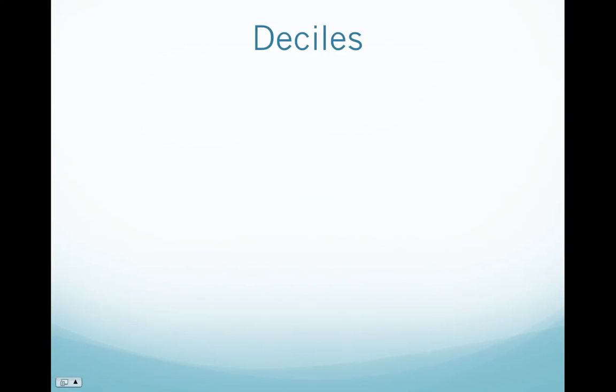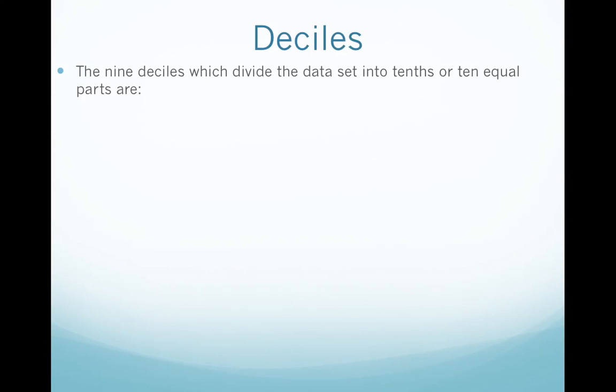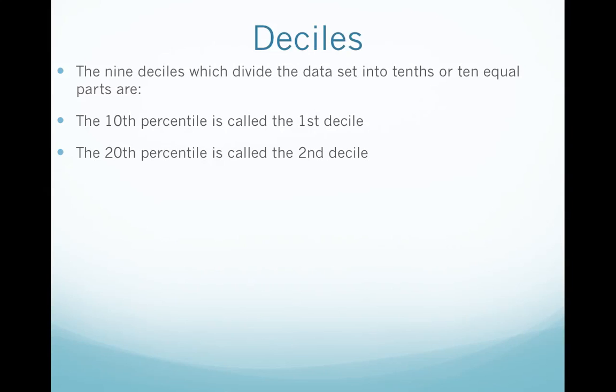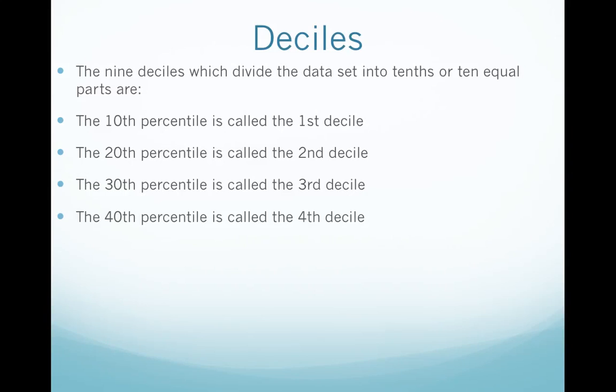Okay, we can look at percentiles in terms of deciles. There are 9 deciles which divide the data set into tenths or 10 equal parts. So the 10th percentile is called the first decile. If we say that a student's height is at the 10th percentile, we can also say the student's height is at the first decile. They mean the same thing. And we have this for all of the deciles. The 20th percentile is the second decile, the 30th percentile is the third decile, the 40th percentile is the 4th decile, the 50th percentile is the 5th decile.